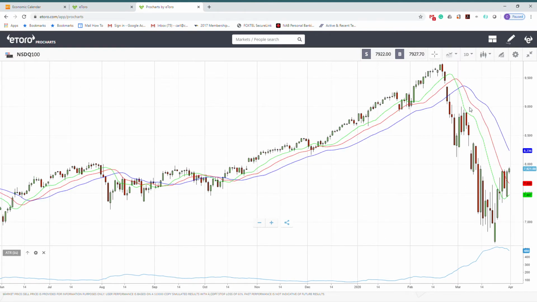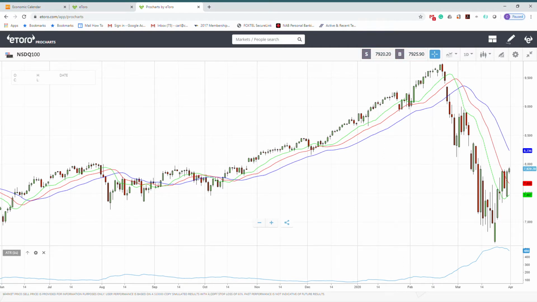As you may know, from the 20th of February the downtrend started, a very strong downtrend, and this can be confirmed by looking at the ATR. So the higher the number on the ATR is, the more volatile the market is.